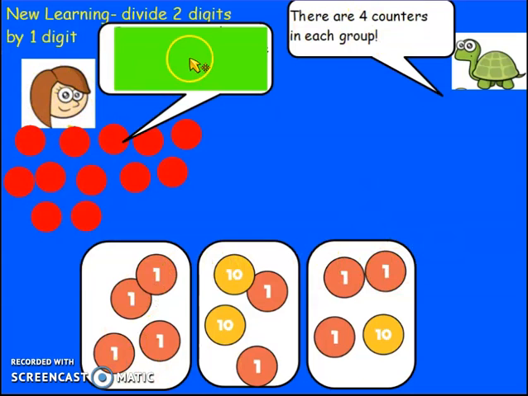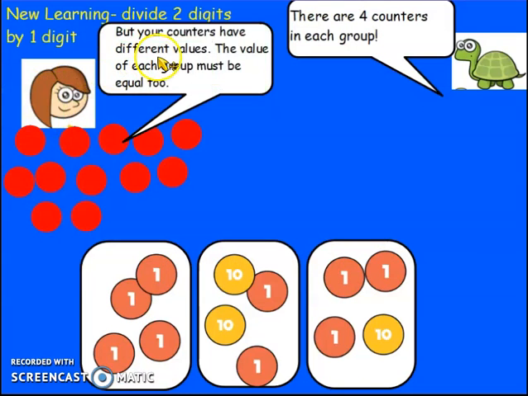Let's listen to what this girl has to say. She's saying your counters have different values. The value of each group must be equal. So that's interesting. Let's see how many are in each group. 1, 2, 3, 4 is in that group. Then we've got 10, 20, 1, 2, so 22 in that one. So they are not equal. So let's take those away.